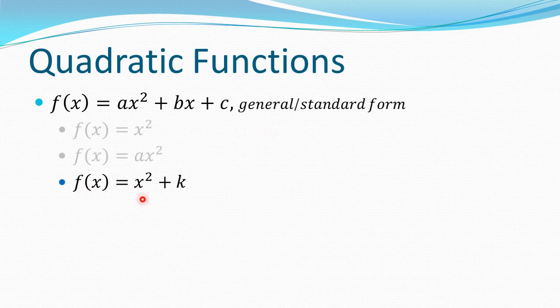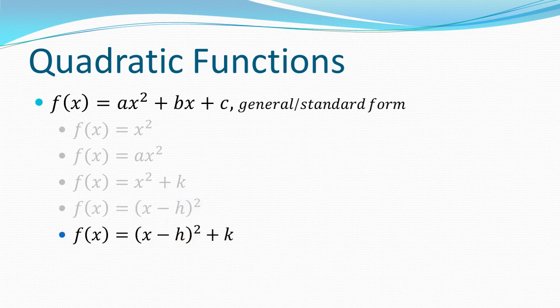And then we also have x squared plus k, where your parabola is shifted higher or lower on the Cartesian plane, depending on the value of k. And then we also have x minus h quantity squared. This one, the graph of the quadratic function, is shifted to the left or to the right, depending on the sign and value of your h.